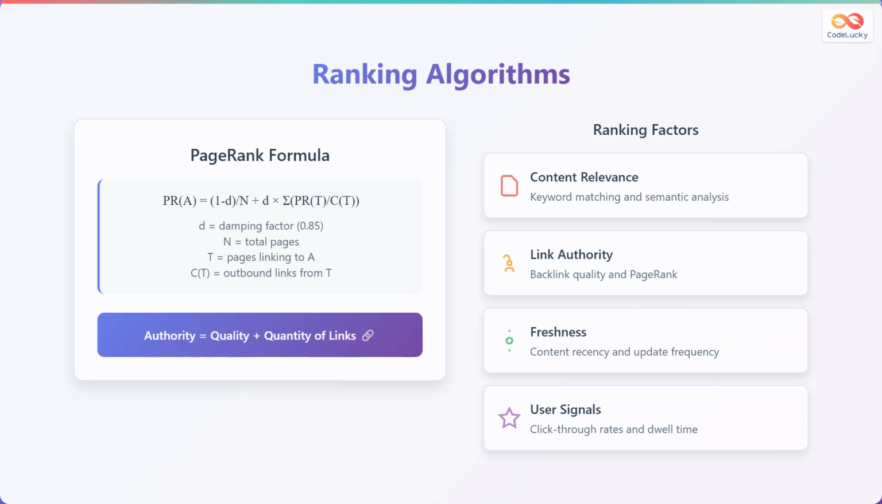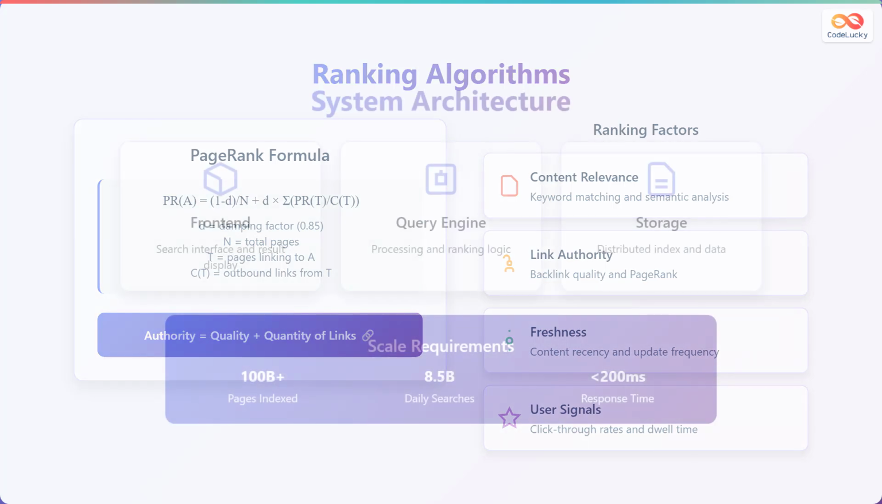In addition to PageRank, other ranking factors include content relevance, the quality and quantity of backlinks, content freshness, and user engagement metrics such as click-through rates and dwell time.